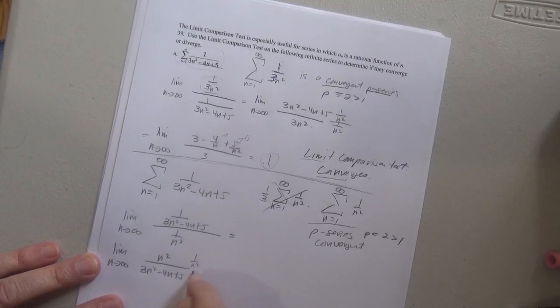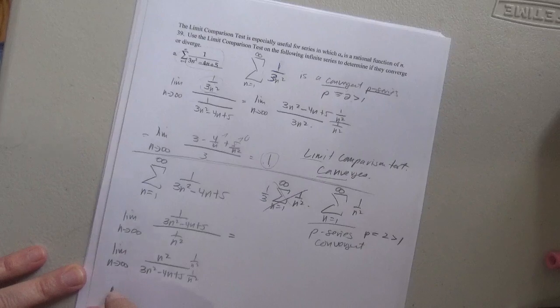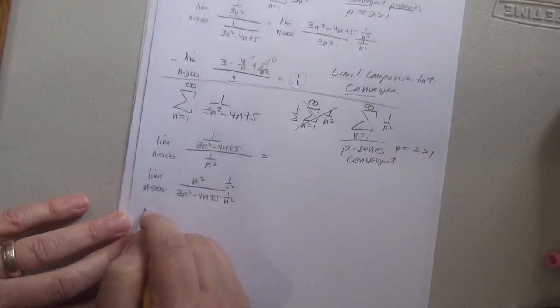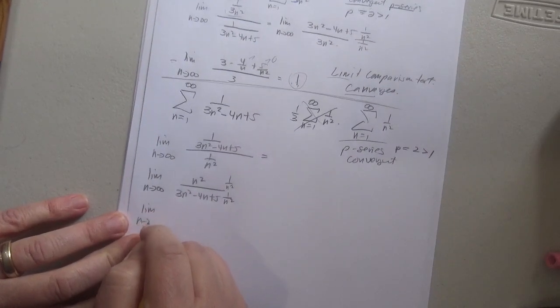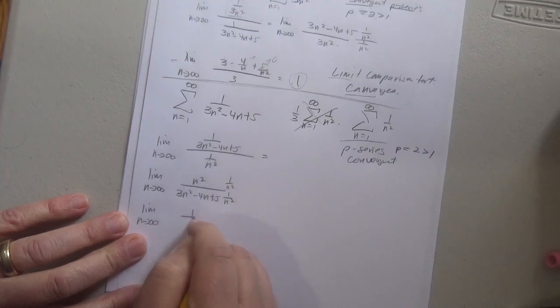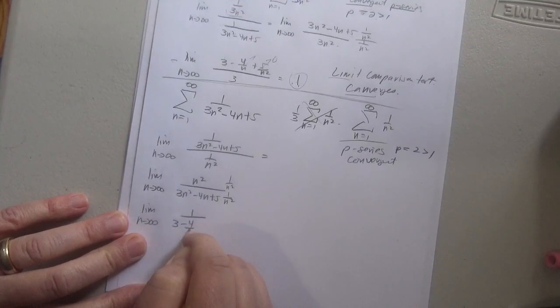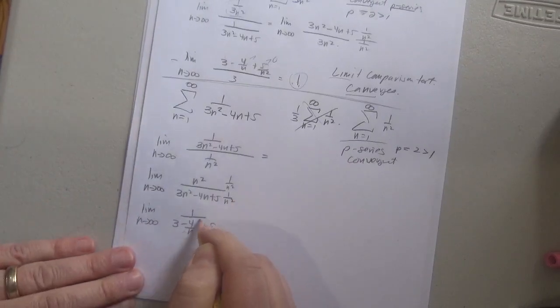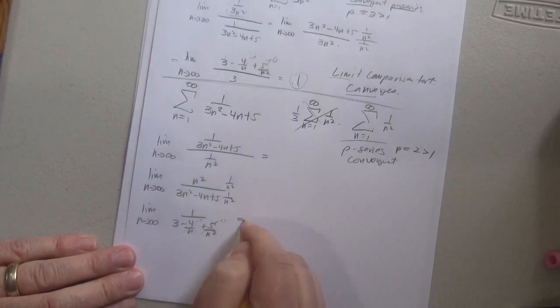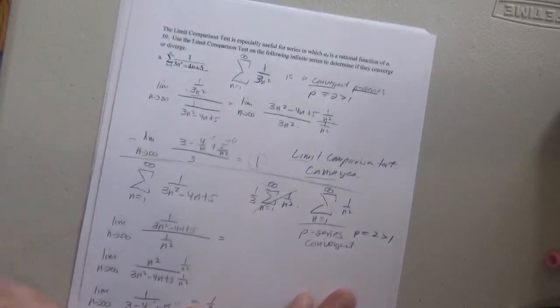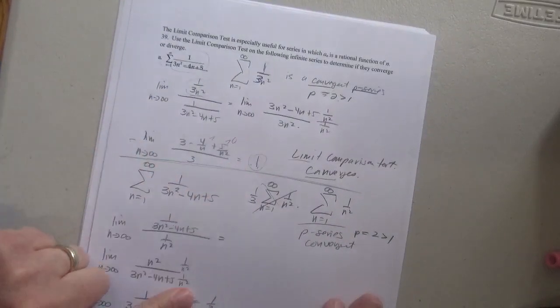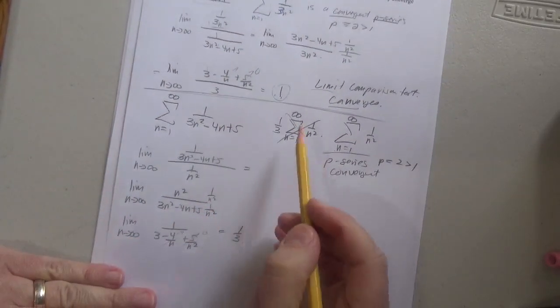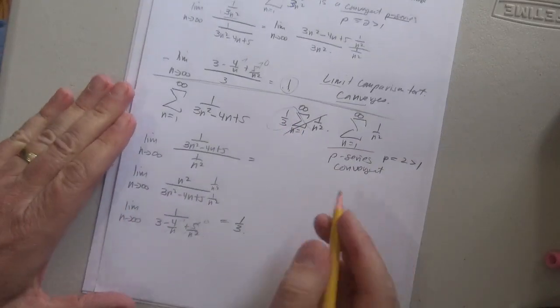I multiply top and bottom by 1/n squared. I get the limit as n approaches infinity of 1/(3 minus 4/n plus 5/n squared). These two both go to 0. I get 1/3. Well, in the other scenario, I got 1, and in this scenario, I got 1/3. Where did that 1/3 come from? It came from this guy over here.